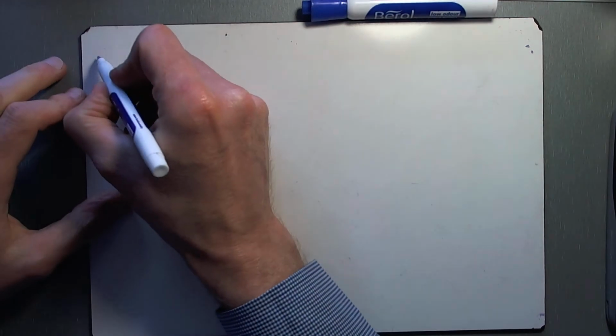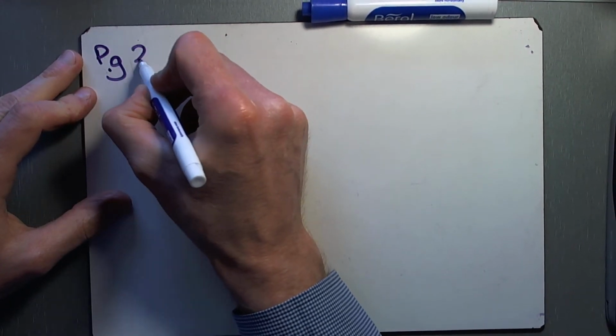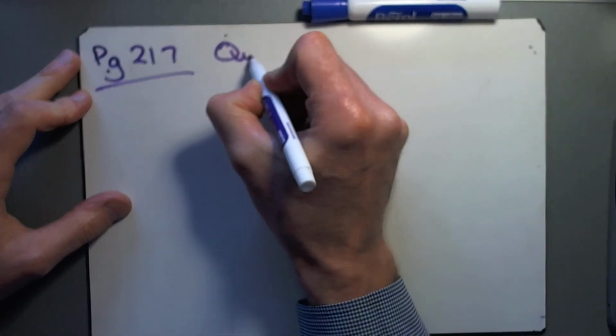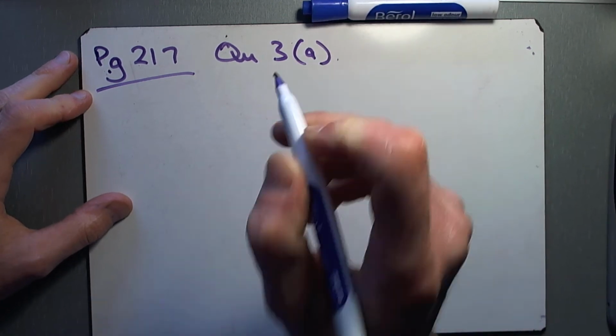This is to do with wavelength, frequency, wave speed, and also a little bit of understanding about phase and antiphase. And what an interesting question this is. In our course textbook, it's page 217, question 3A. So we're just going to have a look at this.